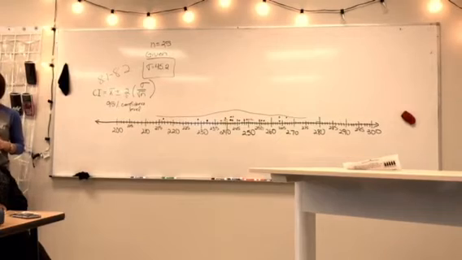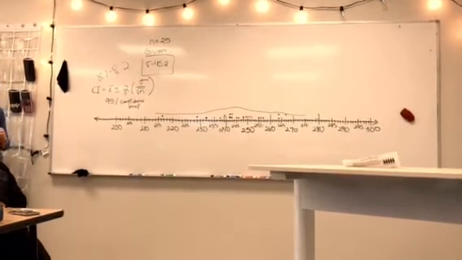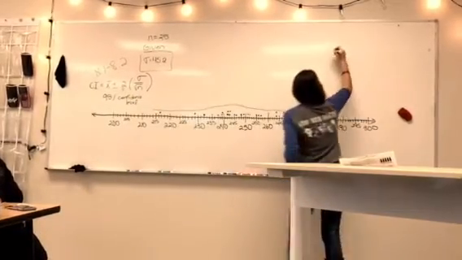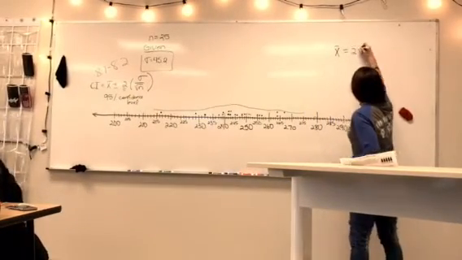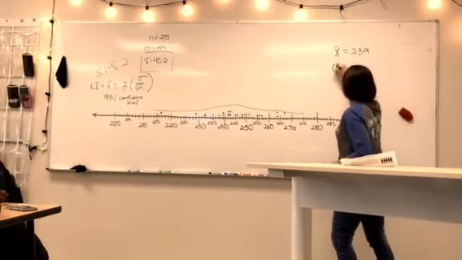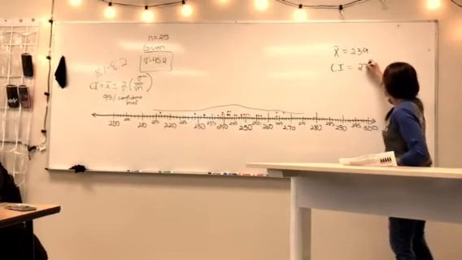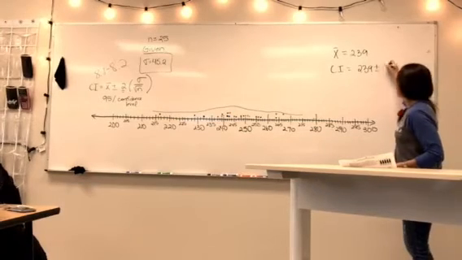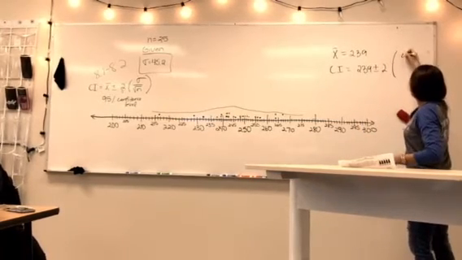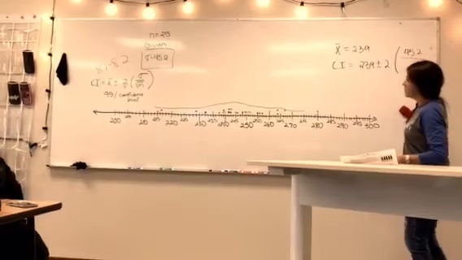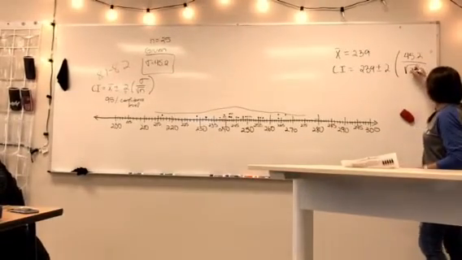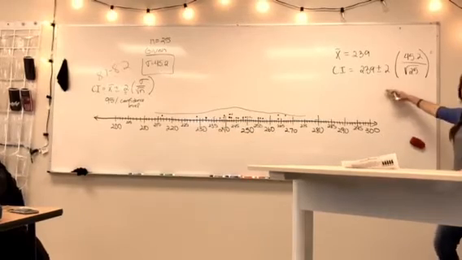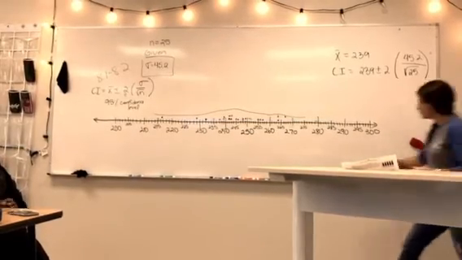So, Chloe, give me one of your sample means. 239. Okay, so if x bar is 239, then I can calculate my confidence interval by doing 239 plus or minus 2 times 45.2 divided by square root of 25. So have this done. This will be kind of like an example.